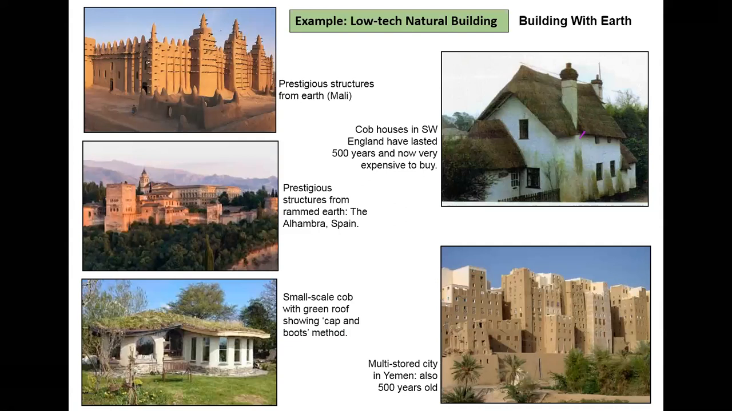This, on the bottom right-hand side, you have this beautiful city in Yemen. It's 500 years old, local materials, bioclimatic structure that is structured in such a way that ventilation passes through all of the narrow streets. It's shaded, and once again, easy to repair.